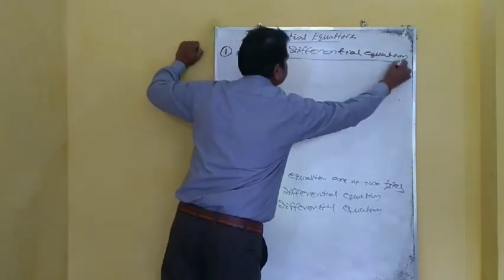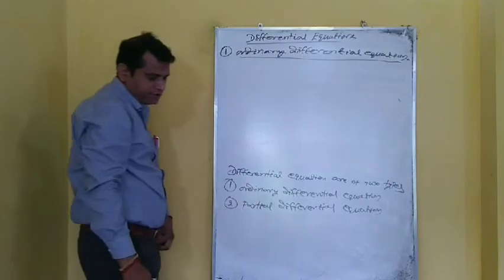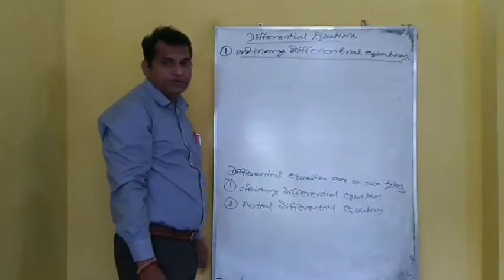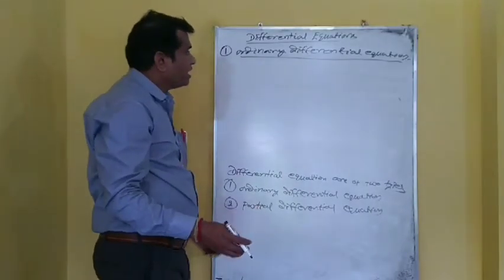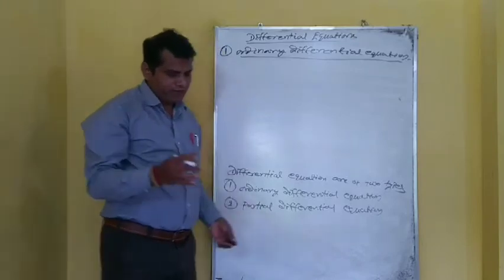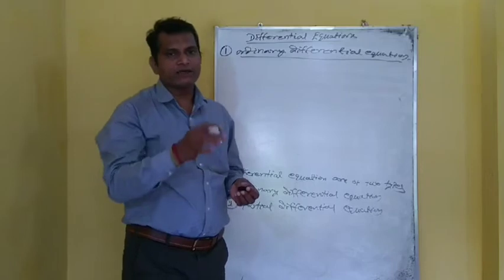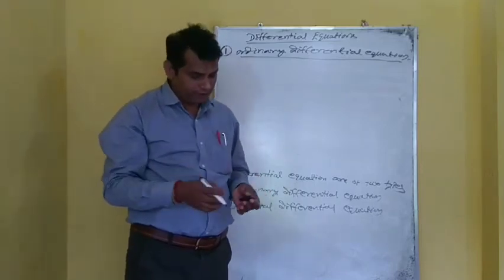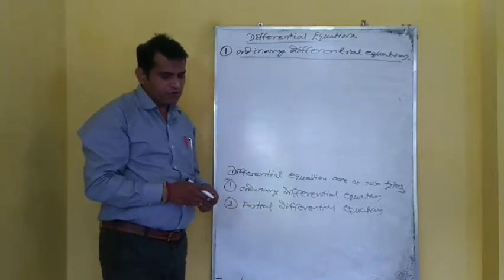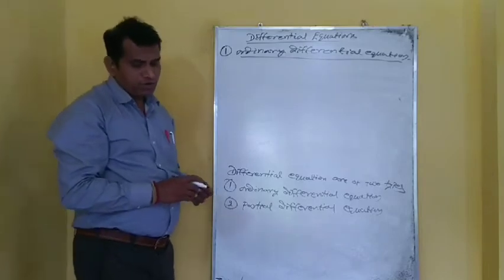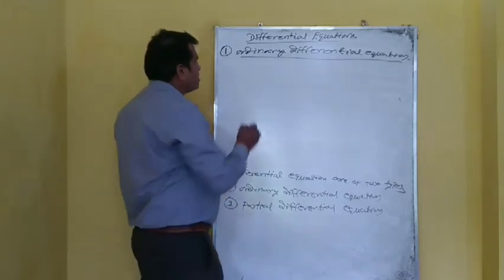Okay, what is ordinary differential equation? An equation containing one independent variable, one dependent variable, and the derivative of dependent variable with respect to independent variable is called ordinary differential equation.